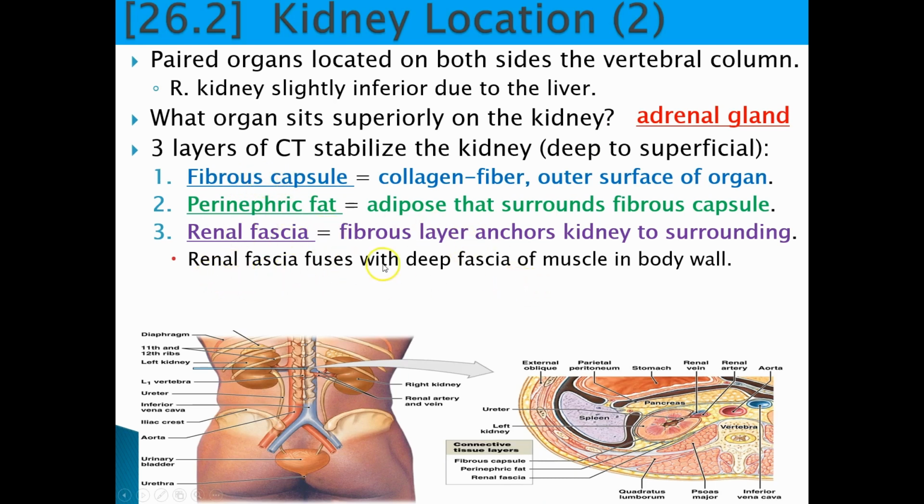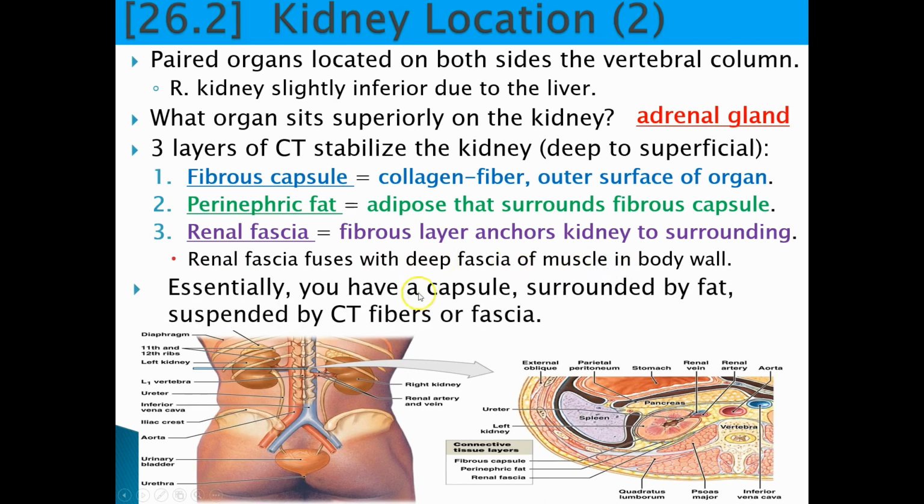All right, renal fascia will fuse with deep fascia of the muscle in the body wall. So essentially what you have is a capsule that gets surrounded by fat, and that capsule is also suspended by connective tissue. So I probably wouldn't list the layers in order because technically the renal fascia is definitely going to attach. So I scratch what I said about linking those tissues. It would be impossible to list them in order because the renal fascia is actually going to anchor the kidney, which means it's binding to the capsule, not perinephric fat. So just have an understanding of what these are.